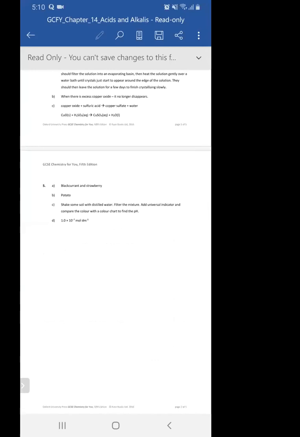So part C, shake some soil with distilled water. Why did we shake the soil with distilled water? See, we are trying to test the pH of a soil, right? If we want to find out the pH of a soil, we need to measure the concentration of hydrogen ions, right? And hydrogen ions will only be released in a solution. So to turn this into a solution, we need to add water. So that is why we added water, right?